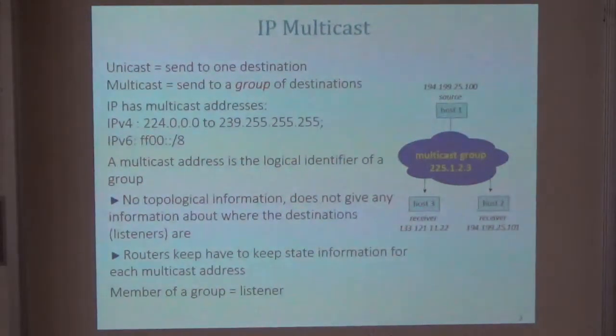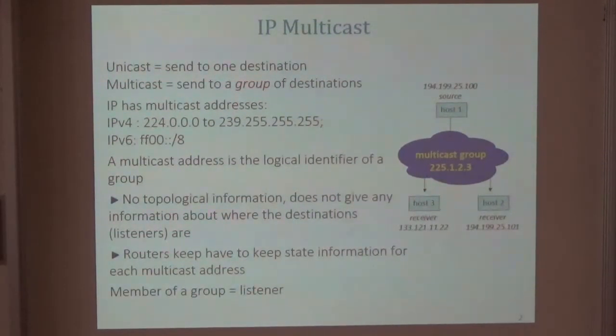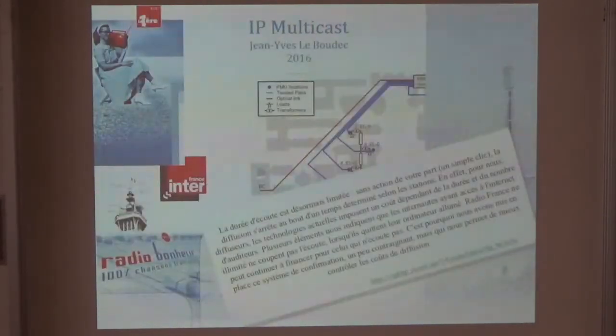So we go back to the IP layer. The IP layer is in principle unicast. You send a packet to an IP address. However, in the 90s, beginning of the 90s, people invented IP Multicast, and the goal was, as illustrated on the previous slide, to serve radio and TV broadcasts over the internet.